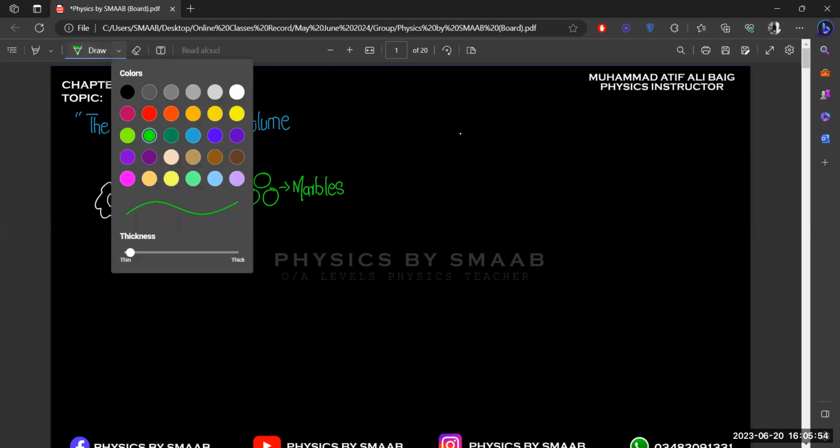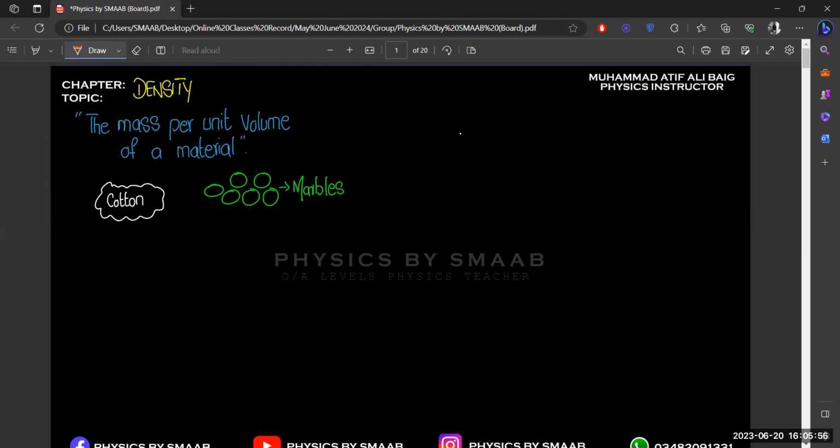We have a box in which we need to fit the cotton, and another which we need to fill with the marbles or stones, right? So we have two boxes, and let's suppose both boxes are identical. It means their size and volume are similar, or we can say both have the same volume. So the boxes or cubes are identical. Let's suppose we start filling the cotton and the marbles in the boxes.